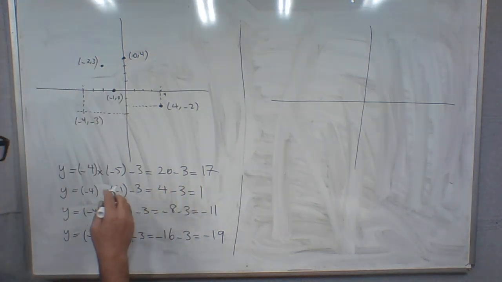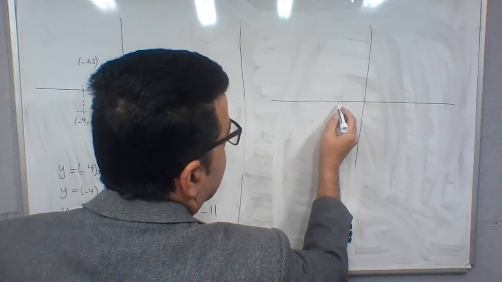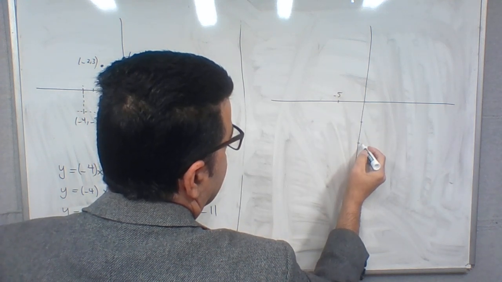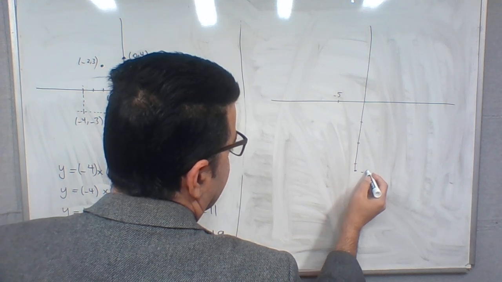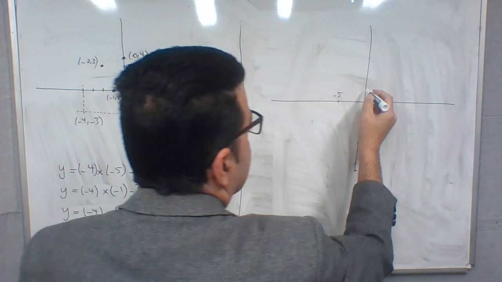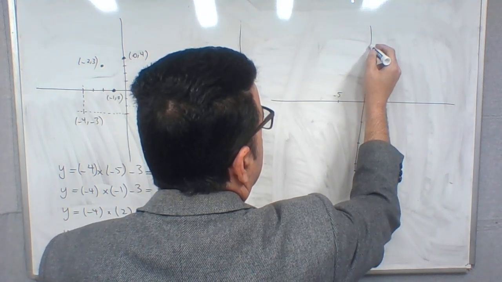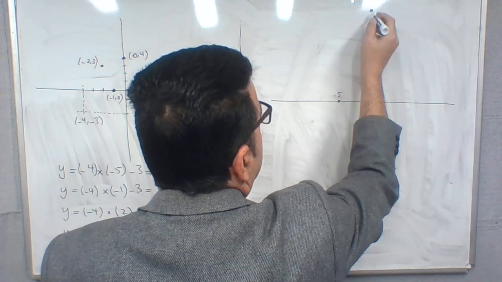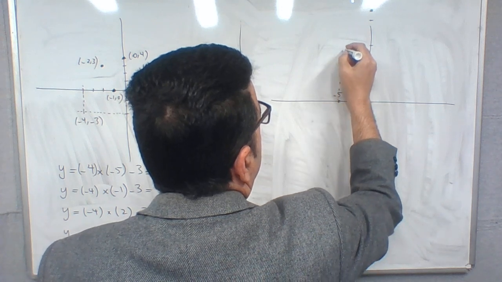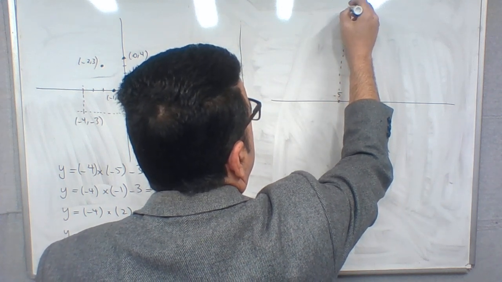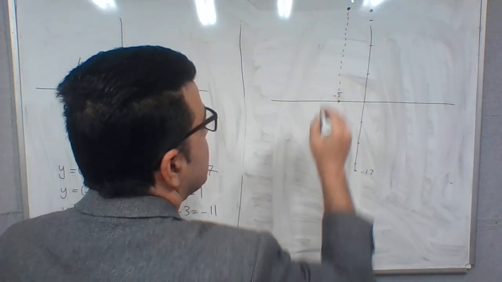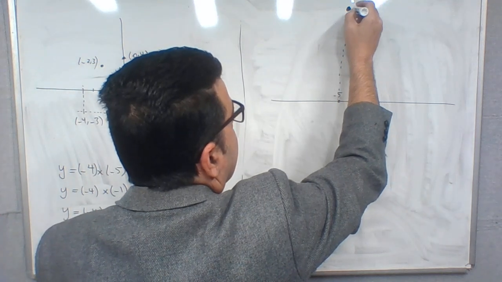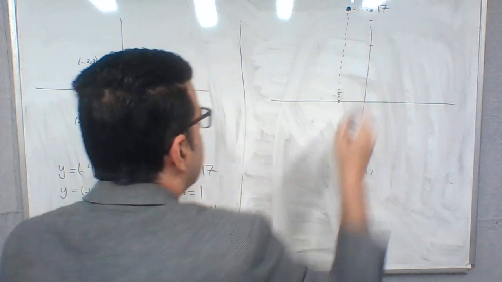The first one is negative 5 and 17. So this is negative 5, 1, 2, 3. So this is positive 17. So 1, 2, 3. So the point is here. So this is the first point. And this is negative 5, this is 17.